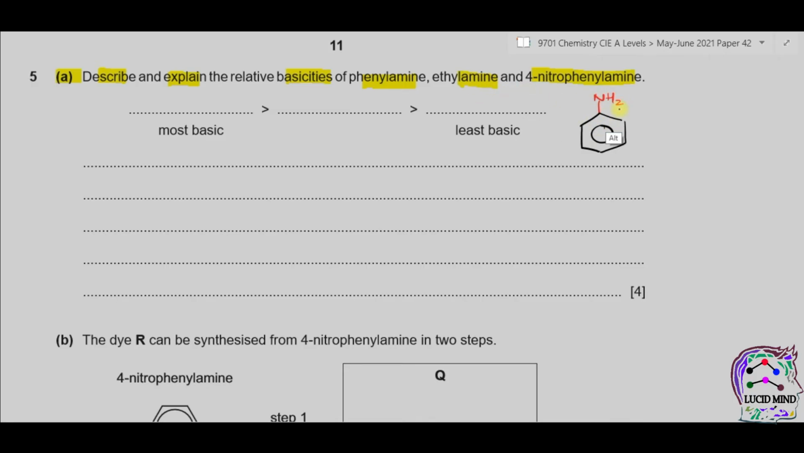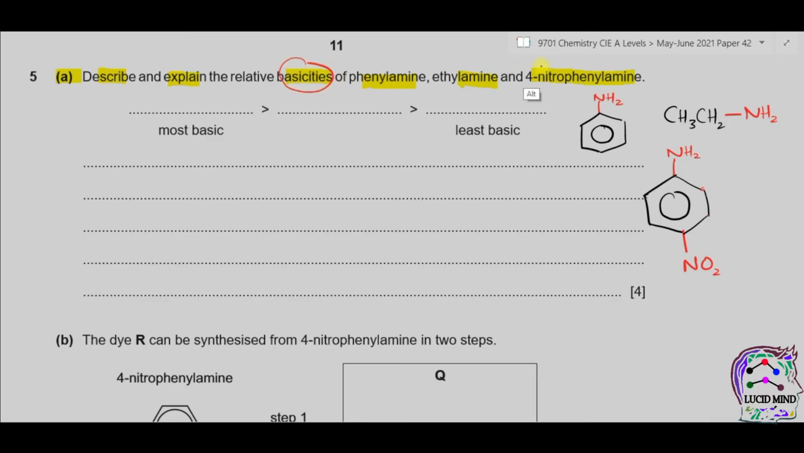Then we have ethylamine. And then we have 4-nitrophenylamine. This is first carbon, this is second, this is third and fourth. At fourth carbon, nitro group is attached. Now first thing is the basicity.